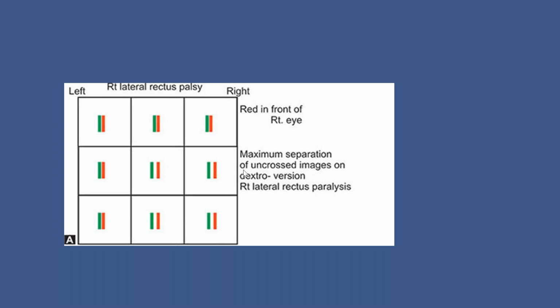That means the right eye was supposed to be abducted. That means the lateral rectus was supposed to function, but it's not. So now you've established which muscle is involved. You've established the eye, you've established the muscle. And that is the aim of diplopia charting. That's how you interpret the charts.